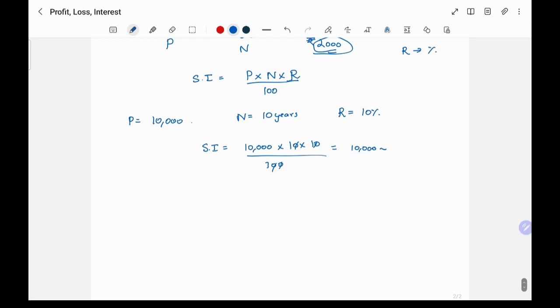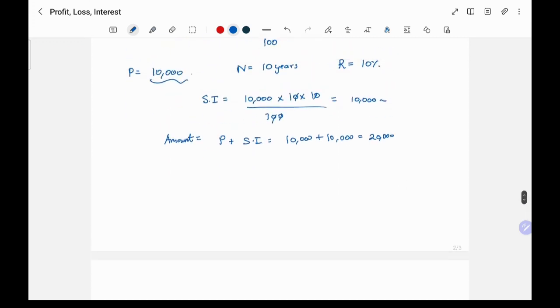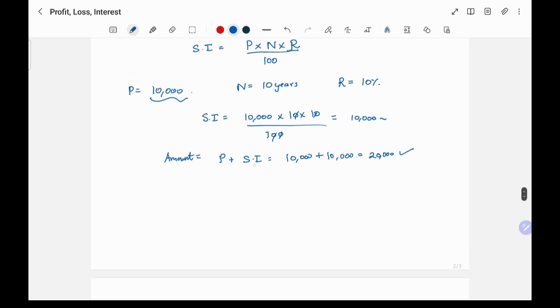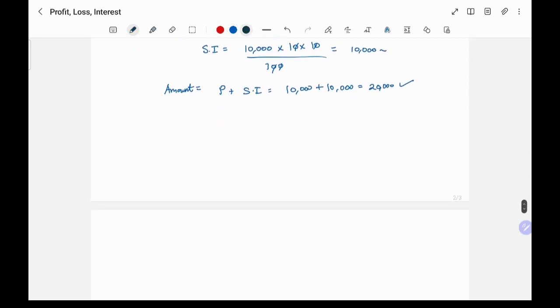So the principal amount is still there. So we define the term amount. This is nothing but the total sum of money. It is the principal amount plus the interest. So which will be 10,000 plus 10,000, which is 20,000. So in 10 years I am getting double the amount of money. So this is the concept of simple interest. Why it is simple, we'll see when we discuss compound interest.